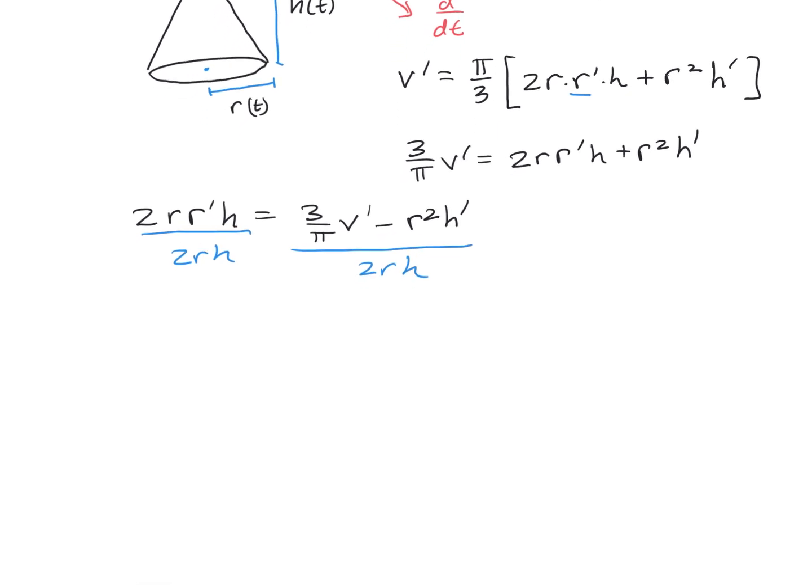We now have an expression for the rate of change of the radius. r prime is 3 divided by pi times V prime minus r squared h prime, all divided by 2rh.